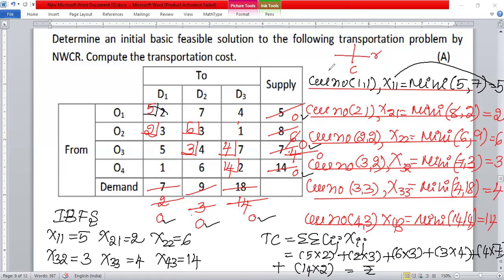One, not two. Okay, fine. The answer is 102. Thank you. Yes, guys, the answer is 102. So after that, I told you to find whether it is degenerate or non-degenerate also.